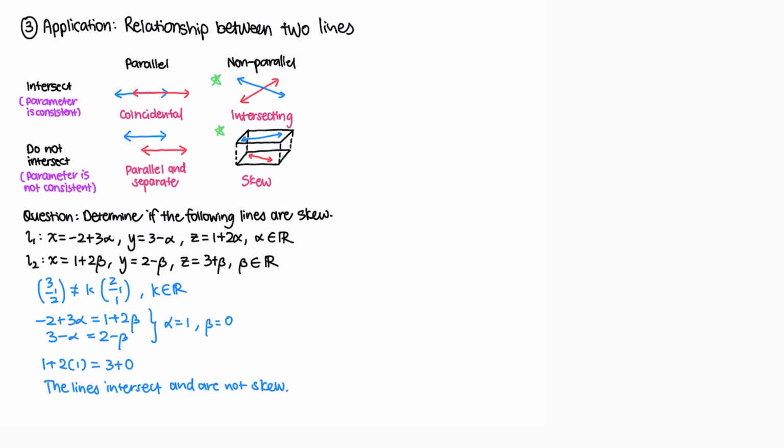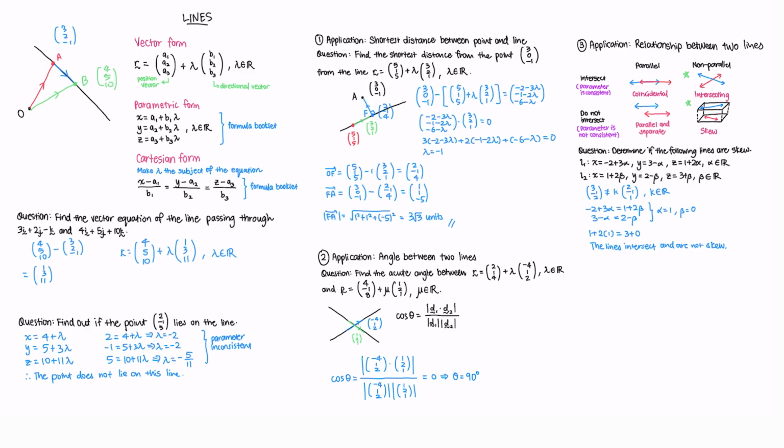If you want to find the point of intersection, you can just substitute alpha or beta equal to 0 into the equations. But we've answered the question. Since the lines intersect, they are not skew. Here's the summary sheet for just lines.